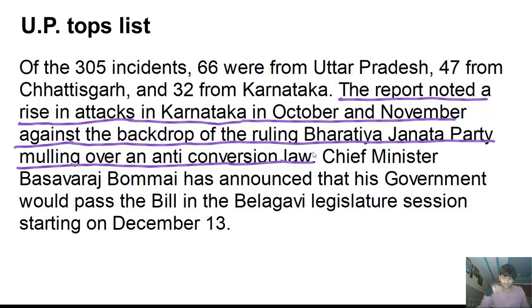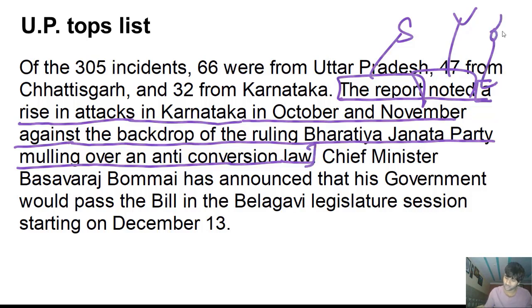Increase in attacks, where in Karnataka, when in October and November, against the backdrop of the ruling Bharatiya Janata Party mulling over, thinking about an anti-conversion law, right? So this is what the report noted. We have the subject, the report, we have the verb, noted, and from a rise to anti-conversion law, this is the object of the verb, and it has a lot of information in it. A rise is basically a noun phrase, and within this noun phrase you'll have multiple phrases.